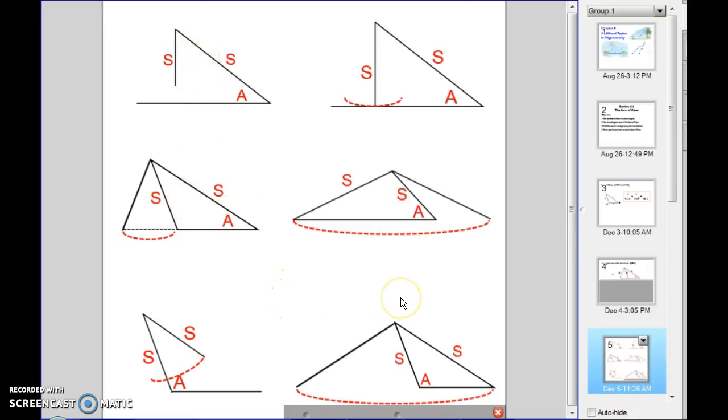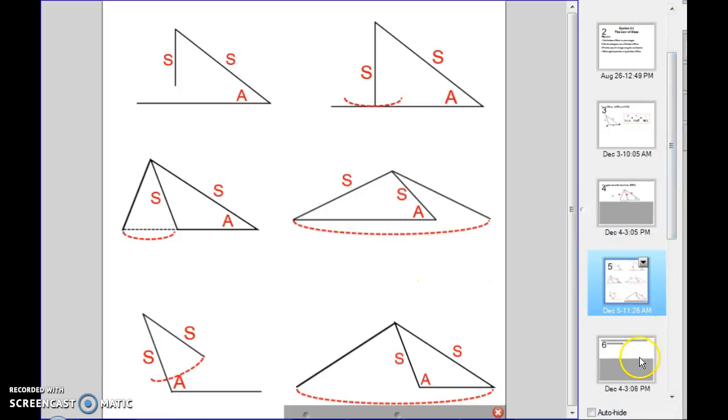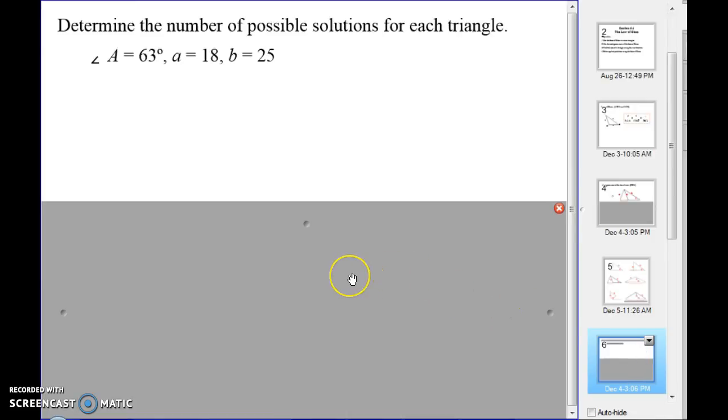Now, there are rules about when you're in each of these cases that have to do with comparing the height of the triangle to the side lengths, or whether or not this angle is acute or obtuse. But instead of trying to memorize all those rules to decide which of these 6 cases you're in, I find it's easier just to attempt to apply the law of sines and see what happens with the numbers you get. And I'll show you what I mean right here in these next 2 examples. So, determine the number of possible solutions for each triangle.